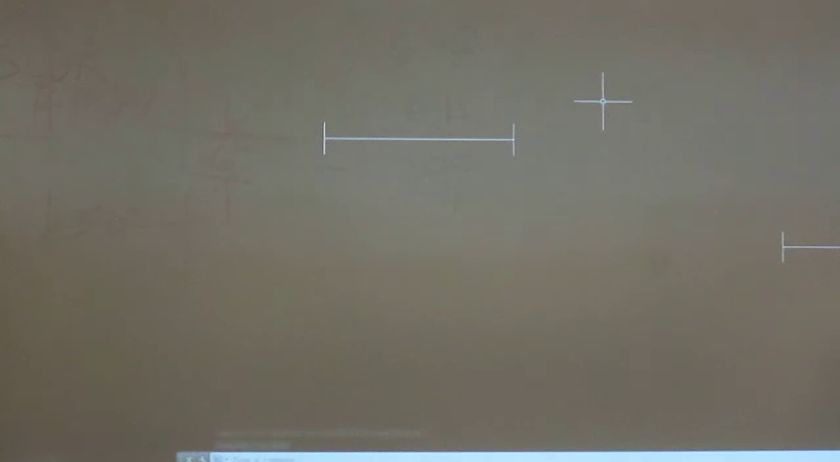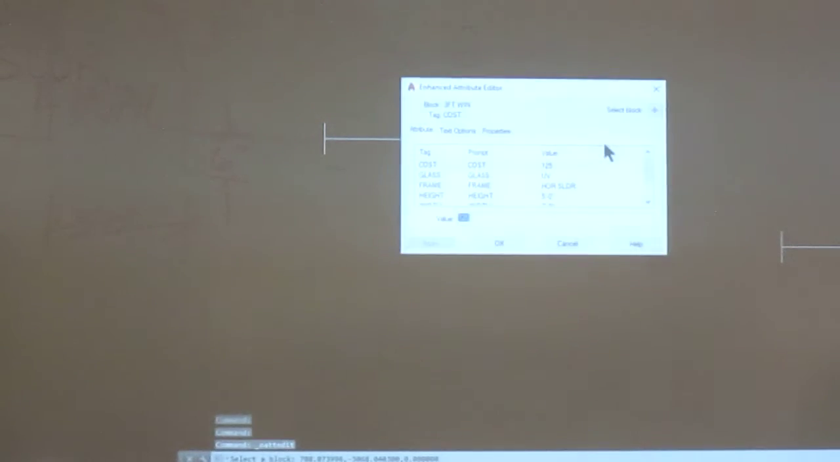But what I want you to do is we're going to come in and edit one of these. So let's just zoom into a block. Does anybody remember how to edit an attribute of a block? Don't click it. You can double click it. And let's just change the cost of a couple windows.